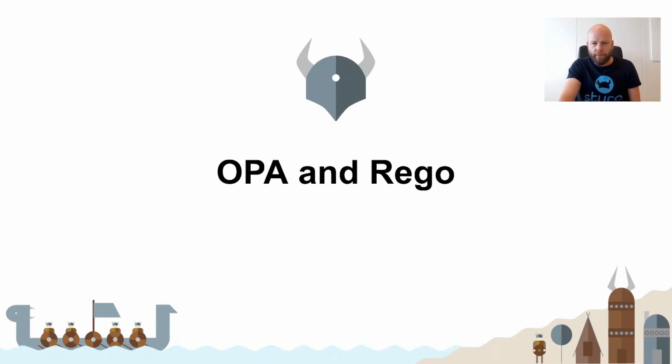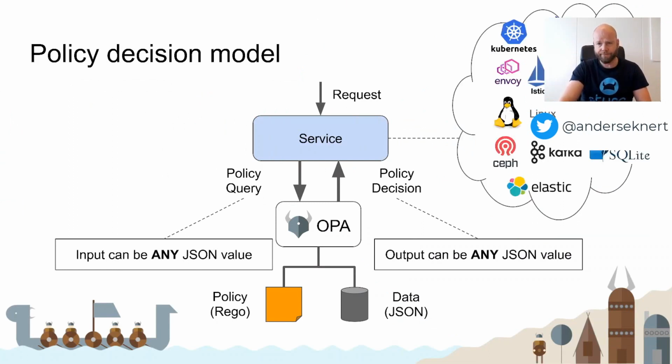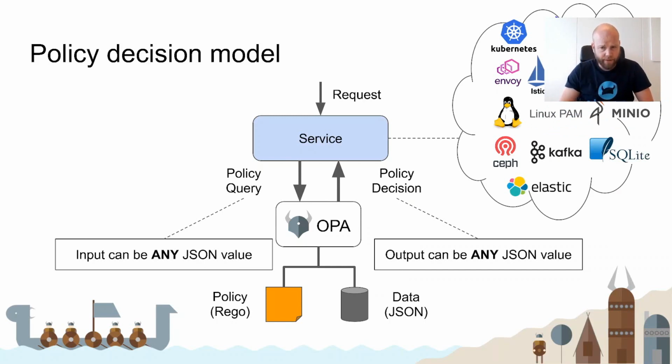So OPA and Rego, how does it work? Well, the core principle behind this, and pretty much the basis of any integration, is the policy decision model. And it works sort of like this. We have an incoming request into one of our services. And a service in this context could be pretty much anything. It could be the Kubernetes API server. It could be a Linux PAM module. It could be a microservice. It could be Kafka. The model stays the same.